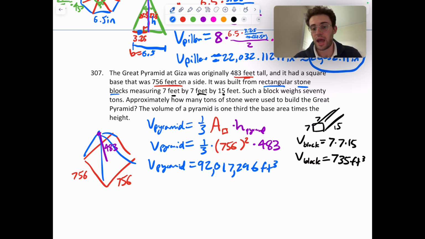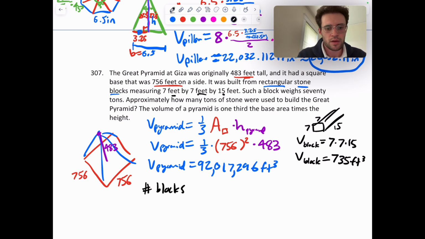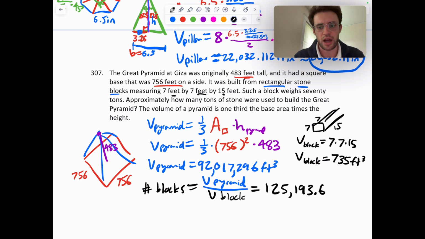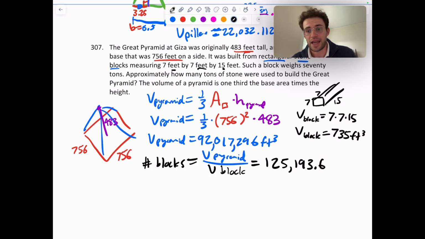So if we want to figure out how many blocks go into that, we could say the number of blocks is going to be equal to the volume of the pyramid divided by the volume of one block. Again, that's this number, 92,017,296, divided by 735, which gives us 125,193.6 blocks.